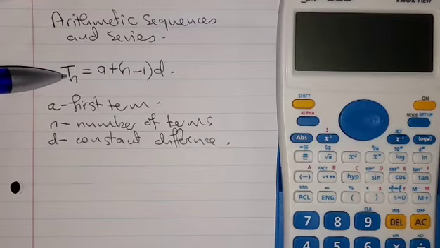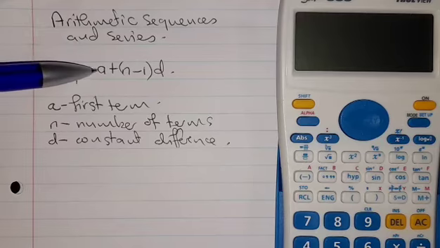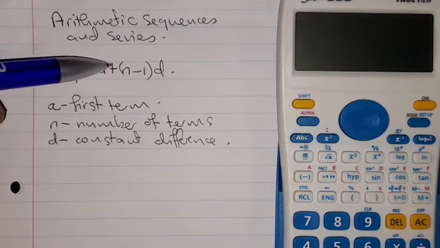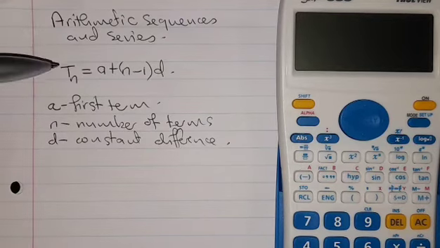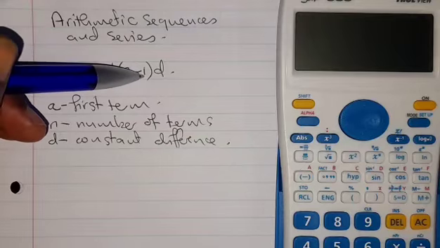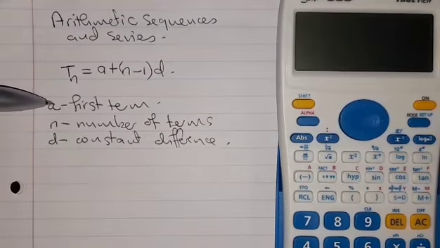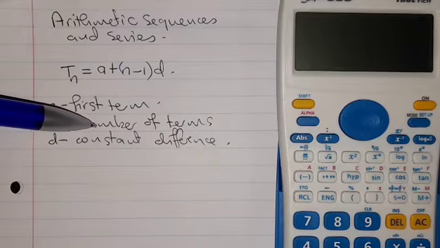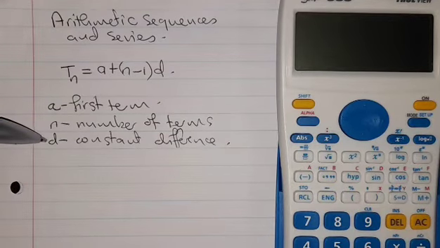The general term of an arithmetic sequence is given by Tn is equal to a plus n minus 1 d, where a is the first term, n is the number of terms, and d is the constant difference. That is the general term of an arithmetic sequence.